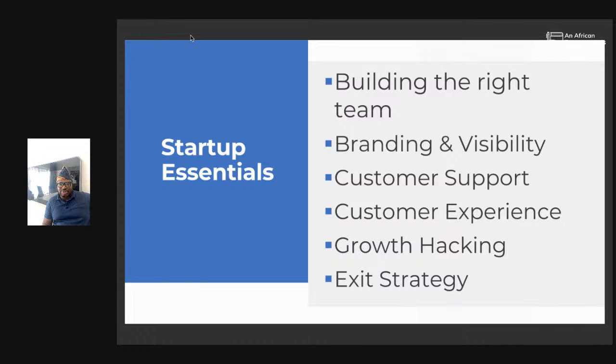Then the other part we're going to be talking about is branding and visibility. It's very powerful. Okay, in fact, that is one of the strengths of every startup. What is your brand equity? How do people perceive you? What are the people that relate with your brand? What kind of brand leverages have you enjoyed? What kind of visibility? How are you visible to your customer?